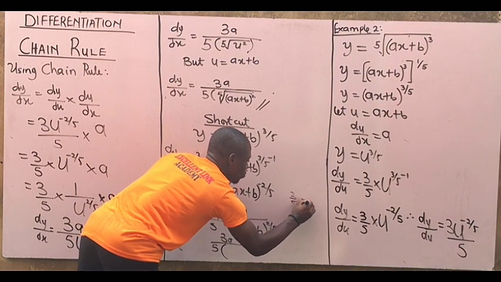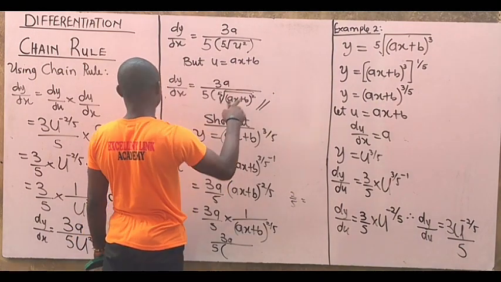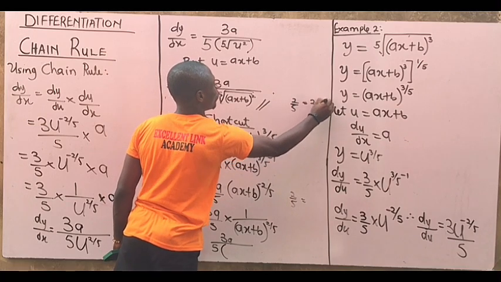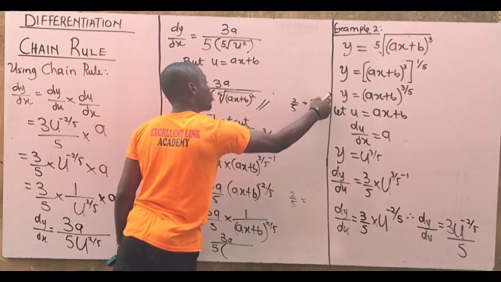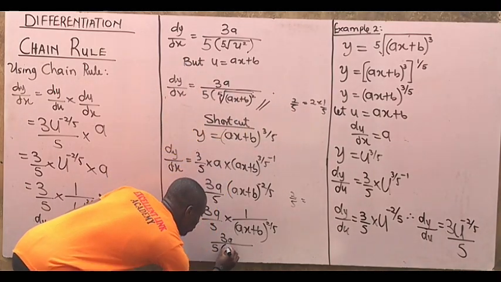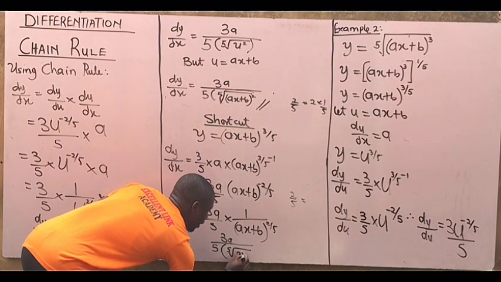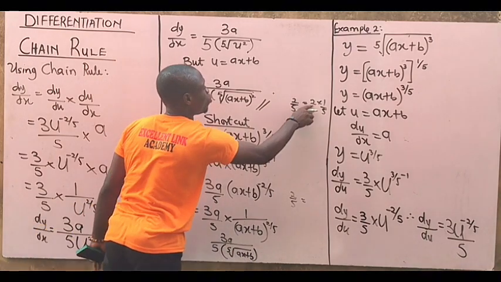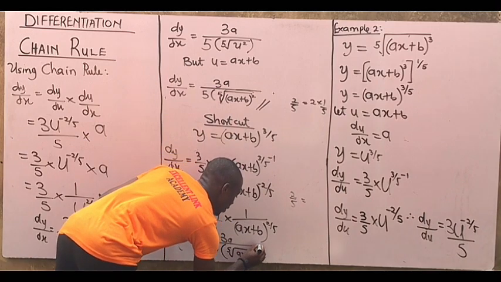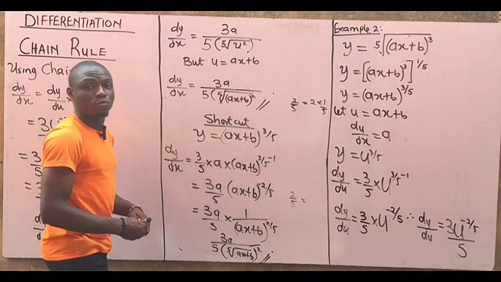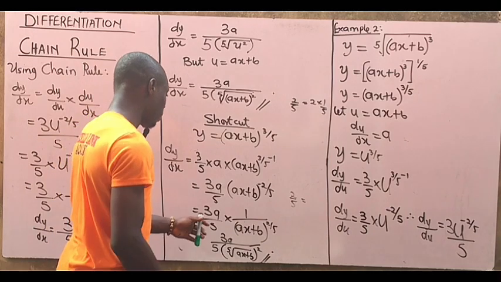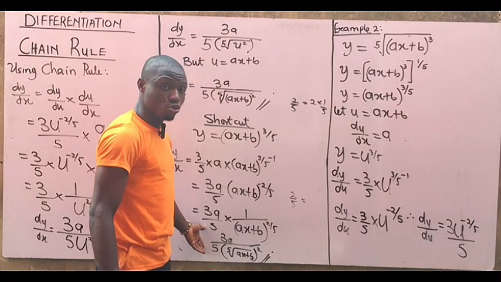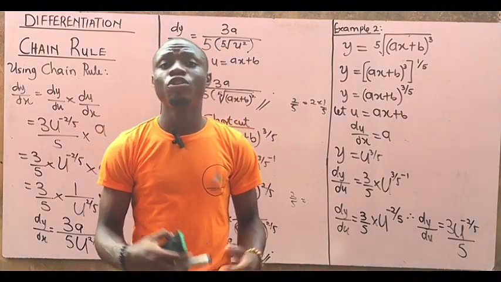2 over 5 can be written as what? As I explained, 2 over 5 can be written as 2 times 1 over 5. 1 over 5 is the fifth root, so I have the fifth root of ax plus b, and next, I'll write the 2 here. So it's like how to solve problems using the shortcut of the chain rule. In the next class, I will further explain the rules guiding the shortcut of the chain rule.